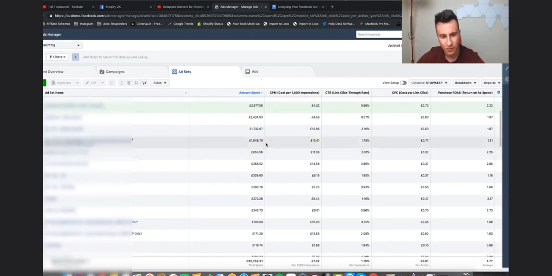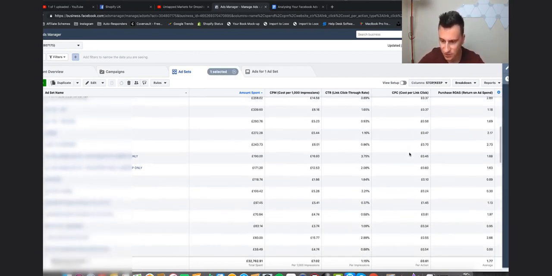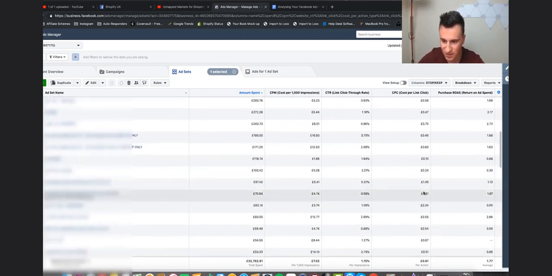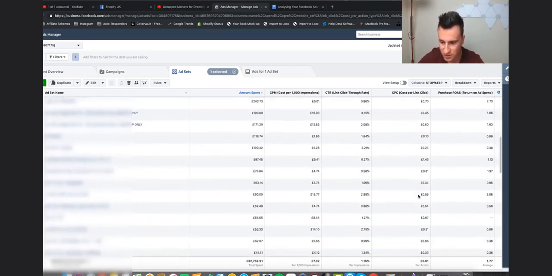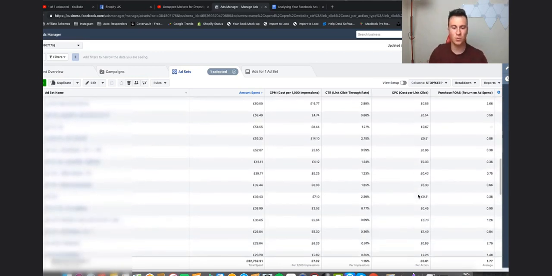So from that amount spent, you can see we've had 1600 here. When it drops down, the actual cost per link click gets a lot cheaper, which is interesting. And this actually continues on. As you can see, we've got a freak one here, which is quite expensive. Again, it's similar to the top, but you can see here it carries on dropping down, and actually gets pretty cheap.